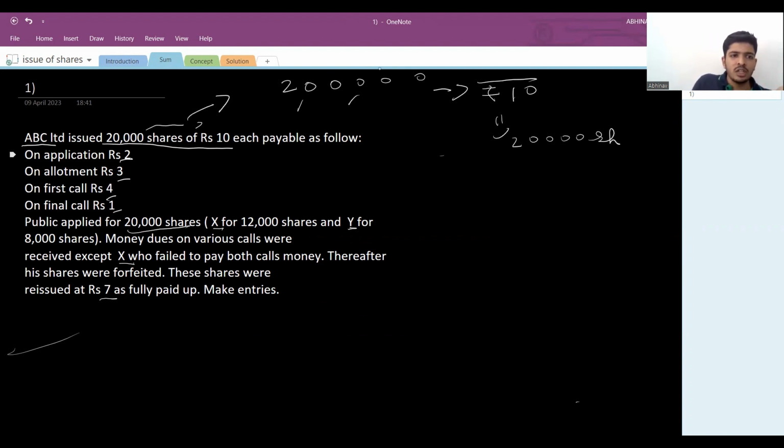These are the four installments. The first installment is always called application. The second installment is called allotment. Third is called first call. Fourth, in this case, is called final call. The installments' names may be different, but the concept is that these are just installments.